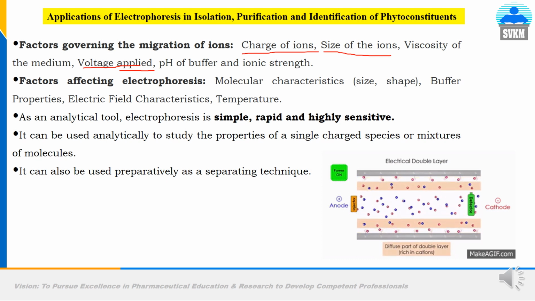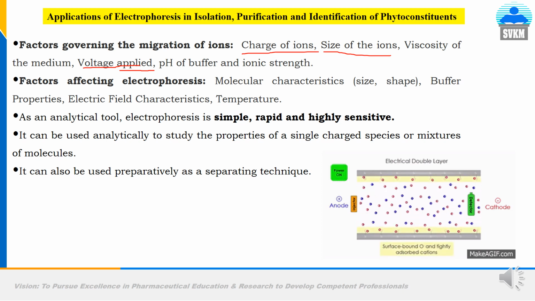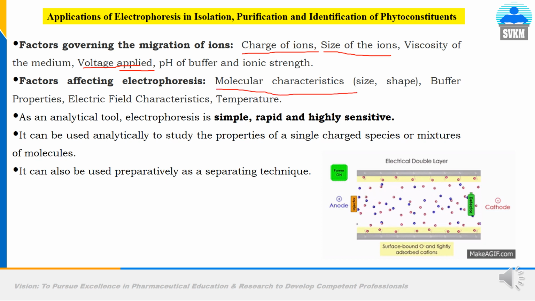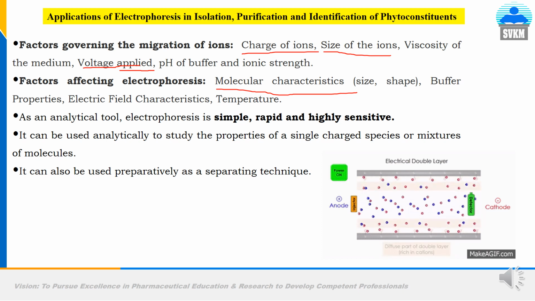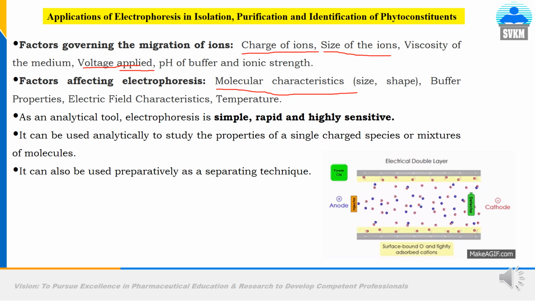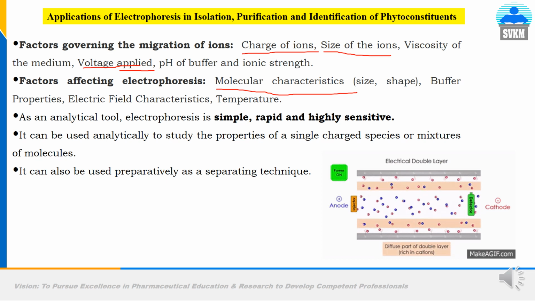Similarly, pH of the buffer and ionic strength of the solution will also have a direct impact on the migration of ions in the solution. Factors affecting electrophoresis are mainly molecular characteristics like size and shape of the compounds, buffer properties, electric field, and temperature. As an analytical tool, electrophoresis is a very simple, rapid, and highly sensitive technique which facilitates proper separation of anionic and cationic compounds.